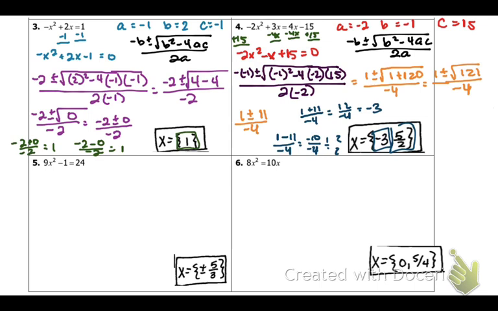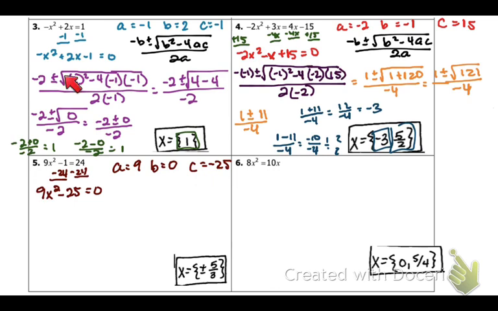Alright, I'm going to do the next one. Number 5, it has to be in standard form, and it's not. So I'm going to subtract 24 from both sides. This is going to give me 9x squared minus 25 is equal to 0. Now I need to find my values. A is 9. Notice how this is your a, and that's your c, which means your b is 0, because you don't have a b, and your c is negative 25. That's really important that you're able to notice that.